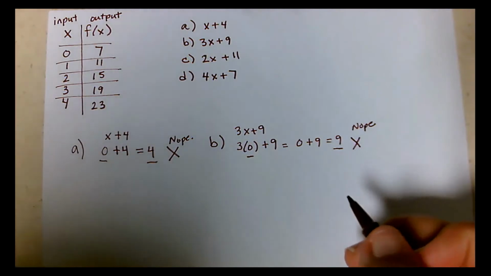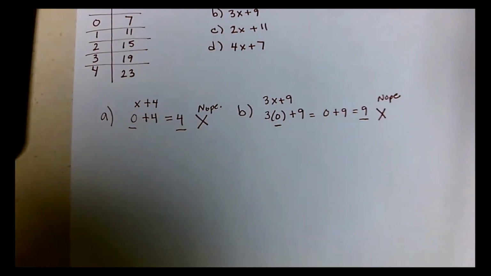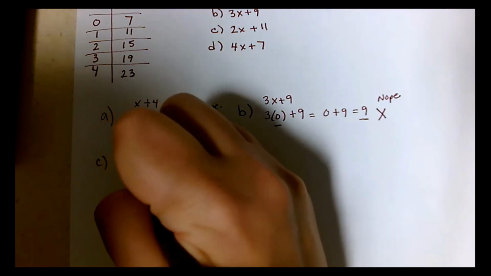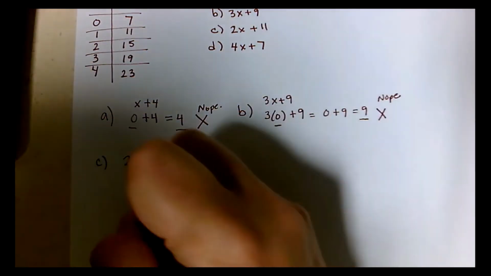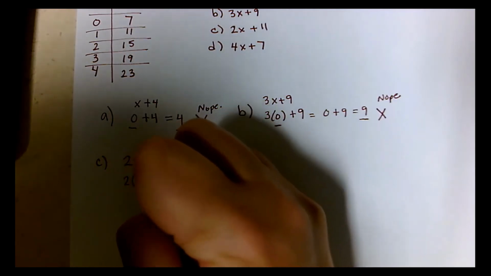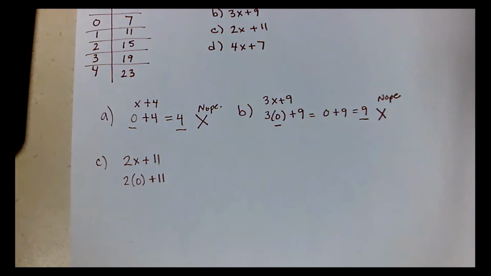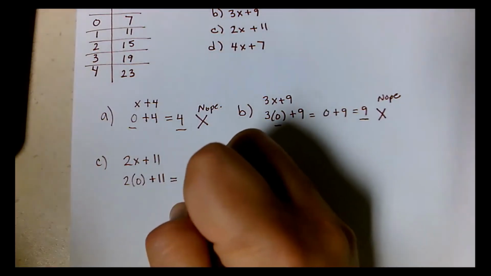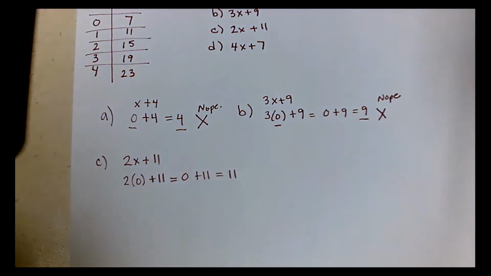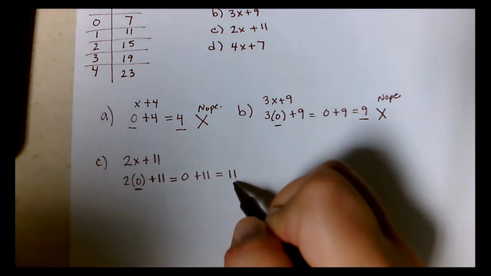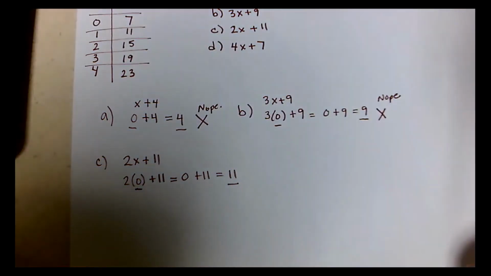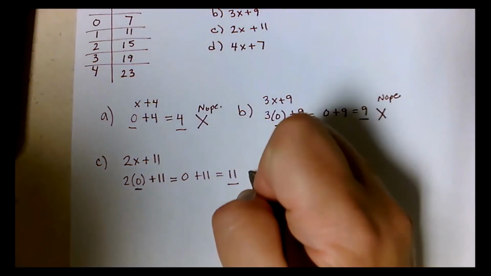All right, let's look at the next one, 2x plus 11. So I'm going to put, again, a 0 in, 2 parentheses 0 plus 11. And so I'm going to calculate that out. 2 times 0 is 0, plus 11 is going to be 11. So when a 0 went in, an 11 came out. So that's not right either. I want, when a 0 goes in, a 7 to come out. It can't be that one.